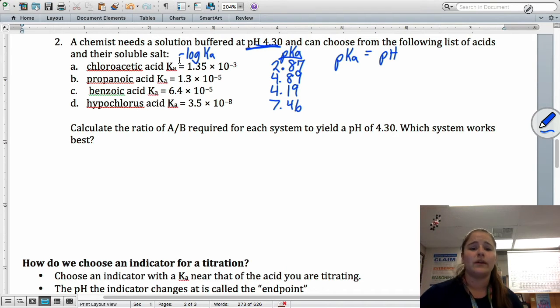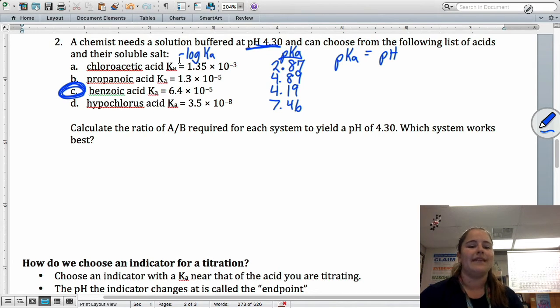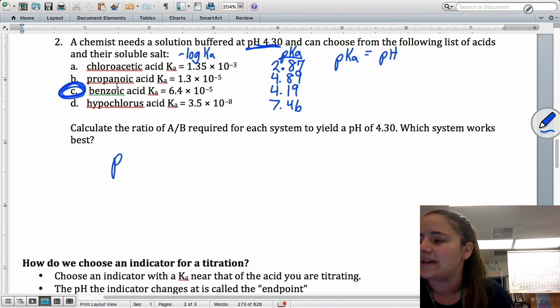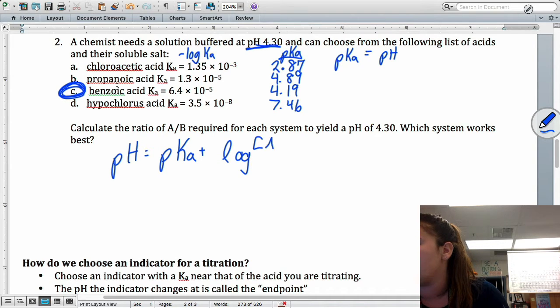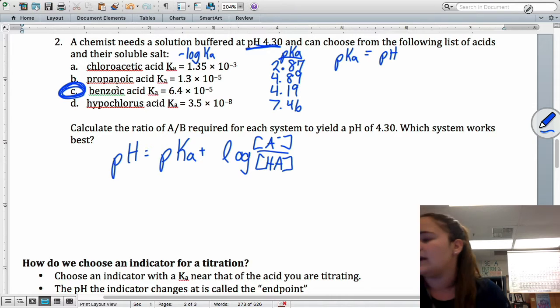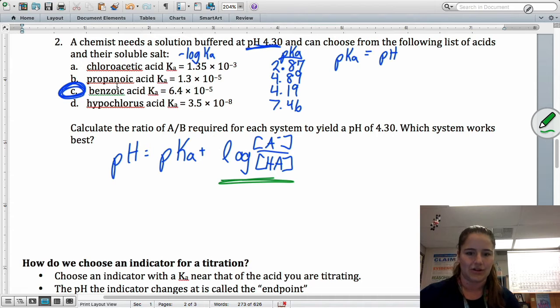Okay, so which one of those numbers is closest to 4.3? It is benzoic acid. Okay, that is our winner. So that's going to be it. That one's going to need the smallest adjustment from our pH equals pKa plus log of our base over acid. That's going to need the smallest adjustment from this term.